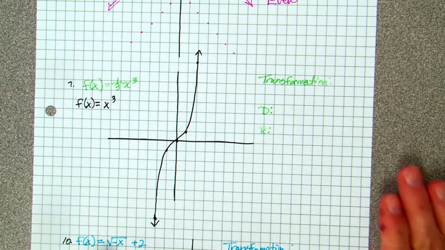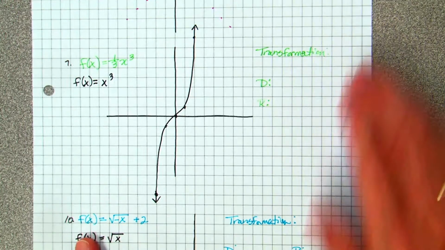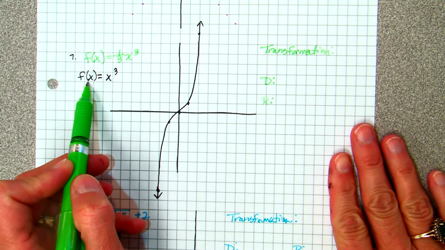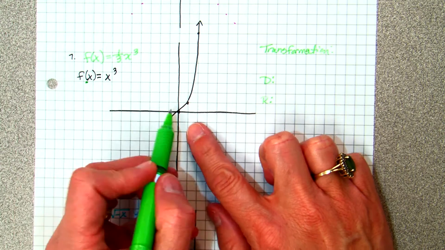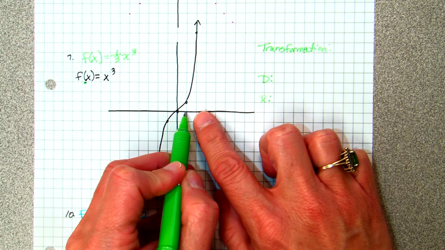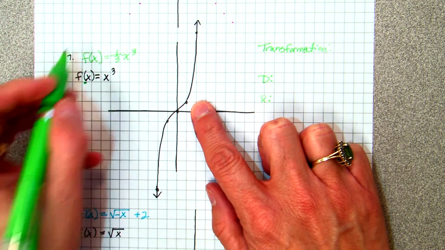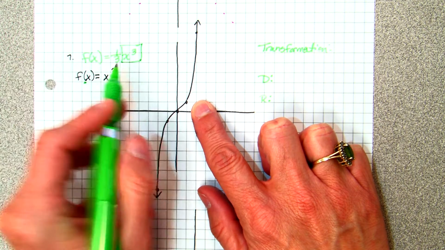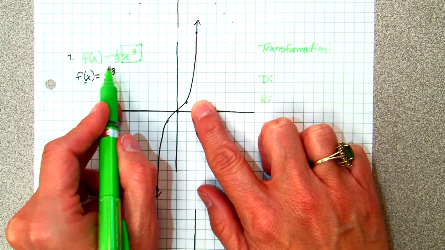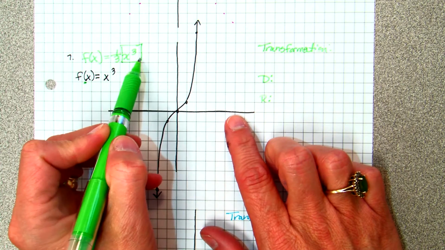Okay, on number 7, you have f of x equals 1/3 times x cubed. If you'll notice, in the original parent function, f of x equals x cubed, the x cubed part of it is you plugging in 1. 1 to the 3rd power is 1. So this is my y value. So remember, this x cubed is being multiplied by 1/3. It's not just x being multiplied by 1/3, but it's x to the 3rd power times 1/3.